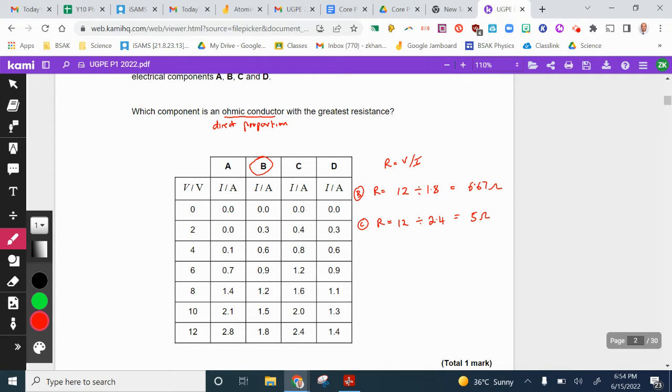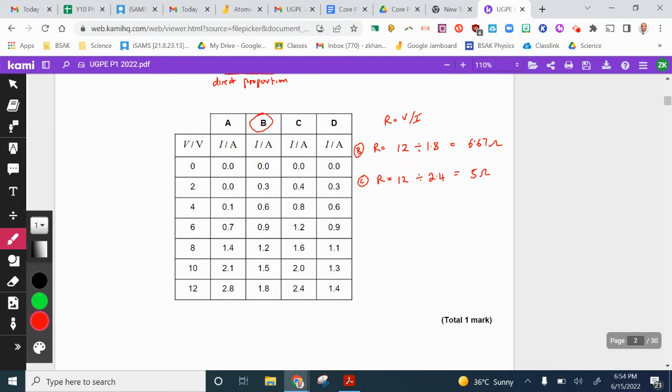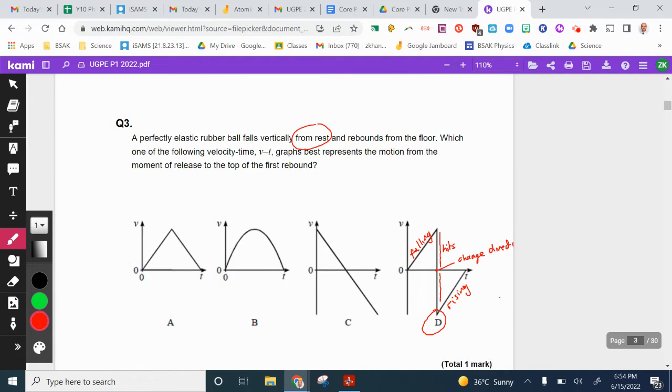That gives you a resistance of 6.67 ohms. And 12 divided by 2.4, that gives a resistance of 5 ohms. So the one that has the greatest resistance is B. It is an ohmic conductor. It shows direct proportion between the voltages and current, and it has the greatest resistance.